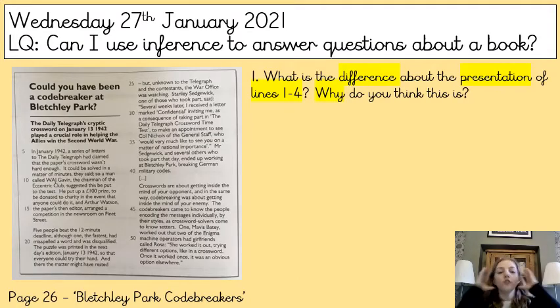So, our first question is asking you to work out the difference in the presentation on lines 1 to 4. Why do you think this is? So I'm going to slowly stop picking out these key words in the questions because I want you to have a go at doing this on your own. So I will carry on doing it for today, but in the future I'm going to stop picking out these keywords because I want you to have a go at identifying where the keywords are in the question and how they can help you to identify where you need to look in the text.